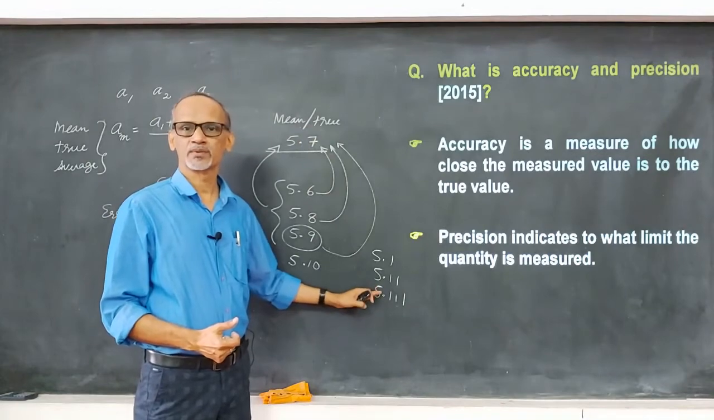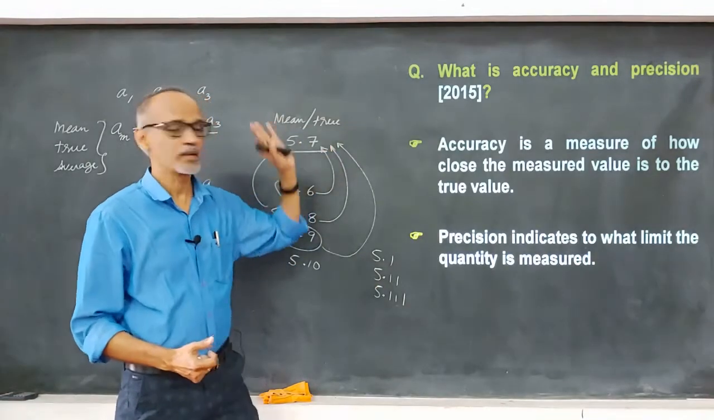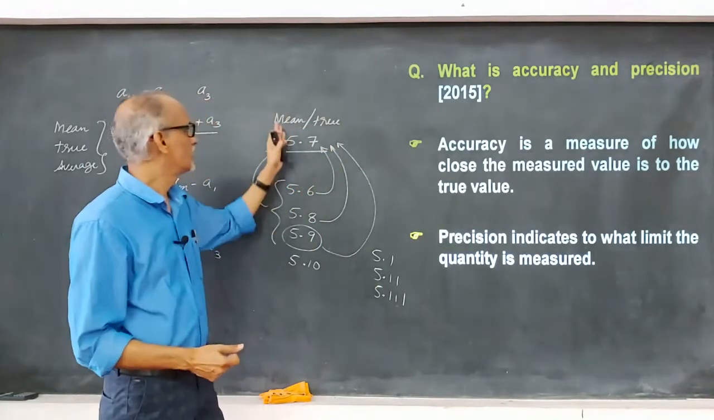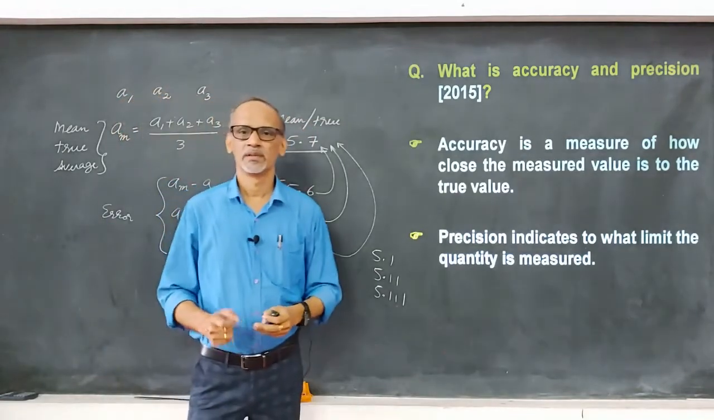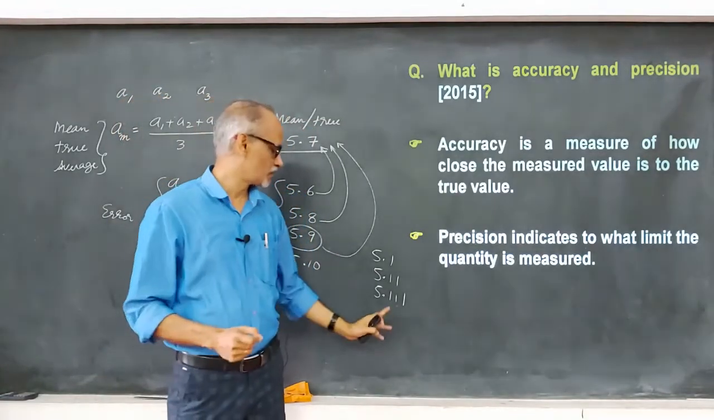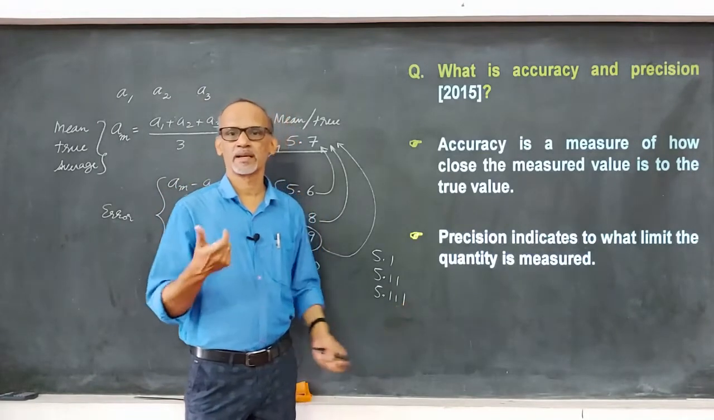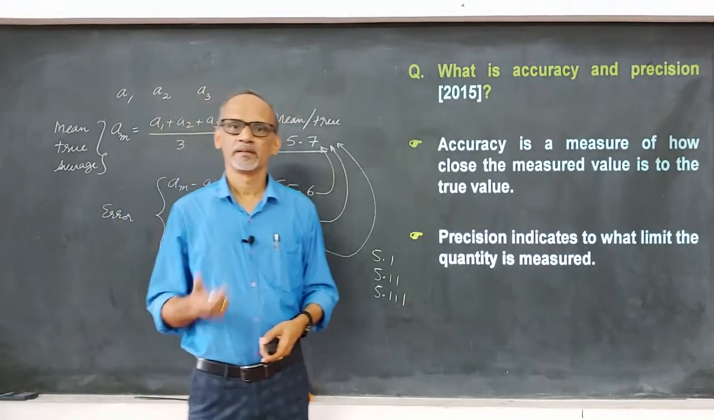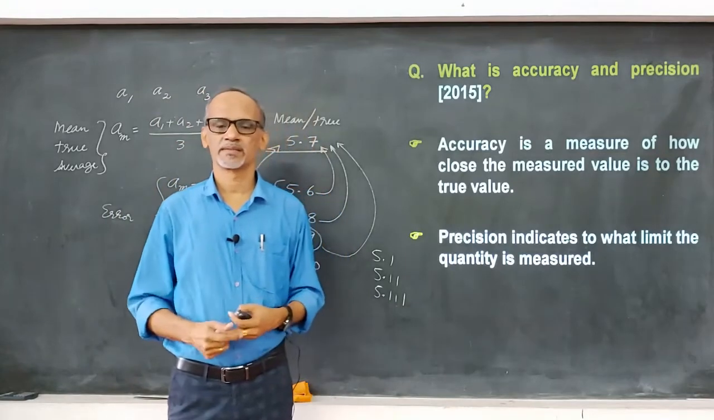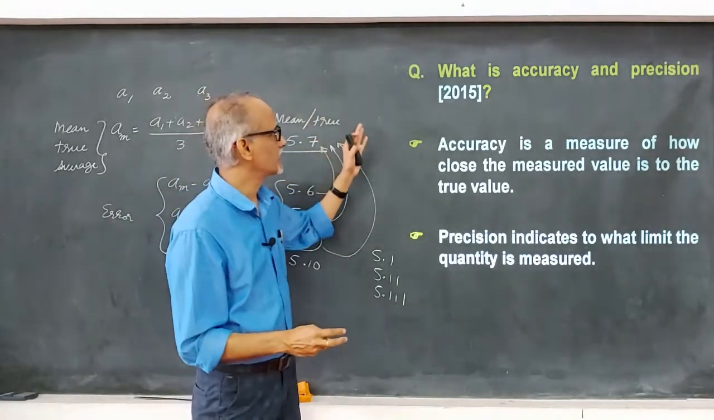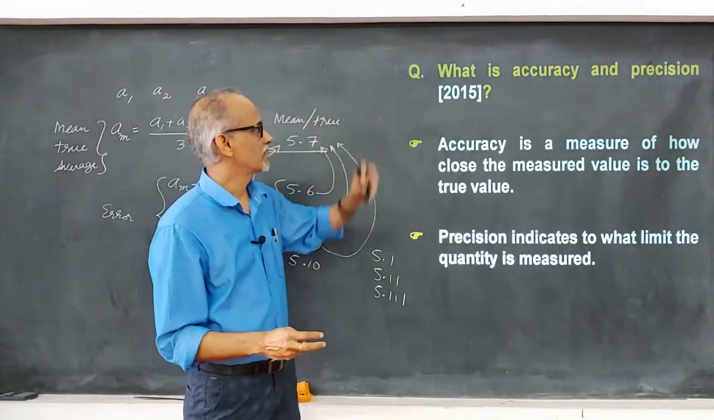This has nothing to do with accuracy, or with the mean value or the true value. If we are able to measure more digits using a device, then we can say that particular reading is more precise. Hope you understood the difference between accuracy and precision.